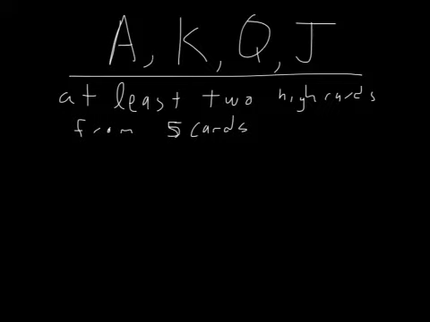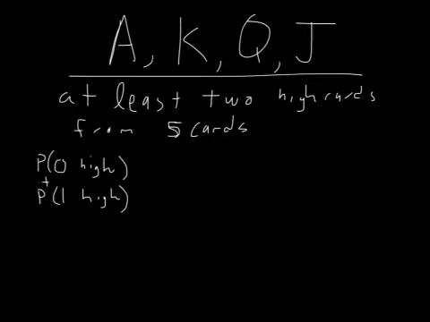look at how many ways you can get 0 high cards and 1 high card? Because the sum of these, the sum of the probability of 0 high and 1 high, is the complement of getting at least 2. So let's see what we can do here.